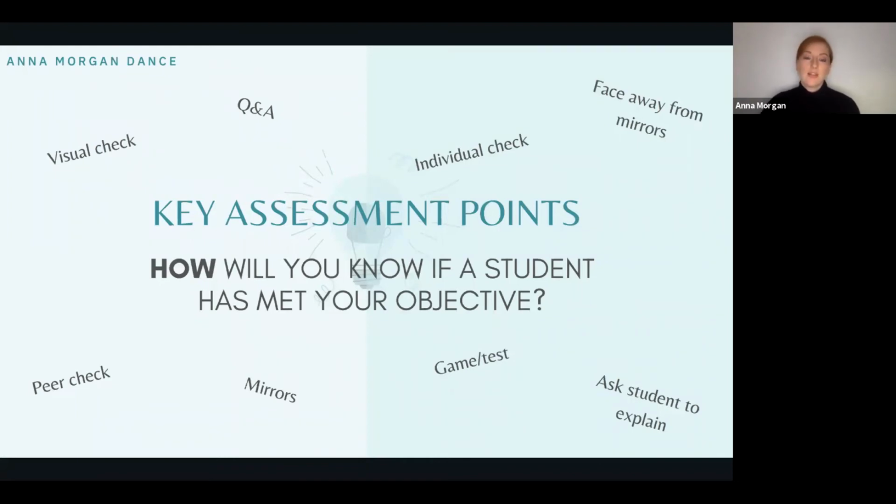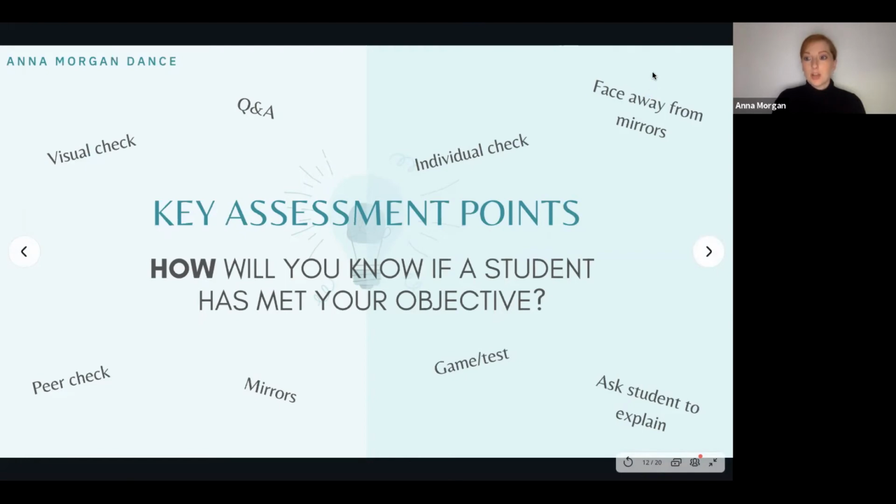Peer check, so those examples that I gave you before of checking their peer and making sure that the peer is doing what you've asked them to do. Use of mirrors, so they assess themselves. Individual check is really important, in all genres, but especially tap dancing, where you need to actually hear the work, you need to hear it individually. Your objective might be that they can achieve a 4-beat riff by the end of the lesson. Well, you need to hear that individually in order to know whether they've done that or not.